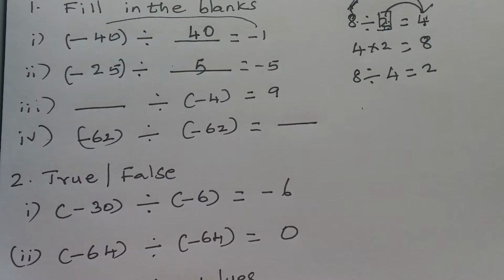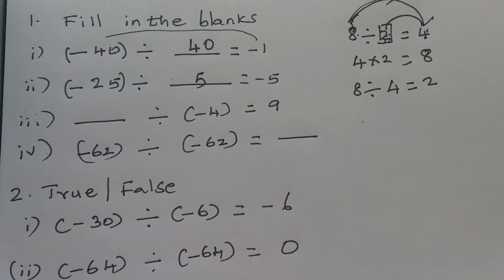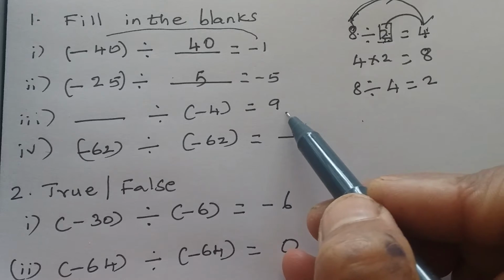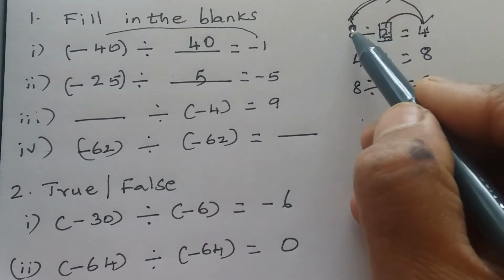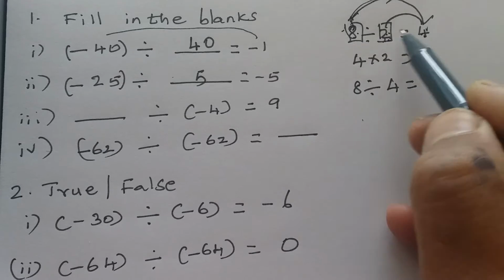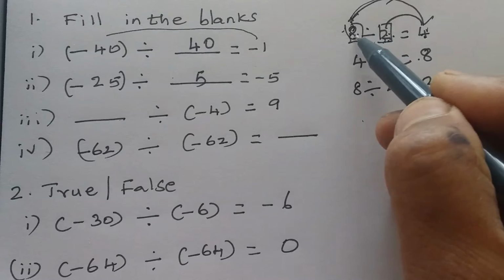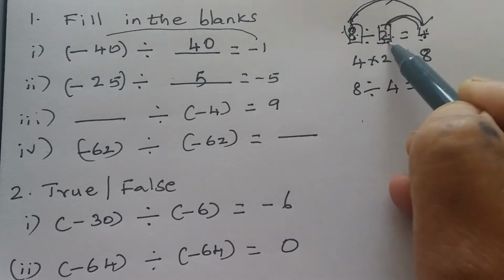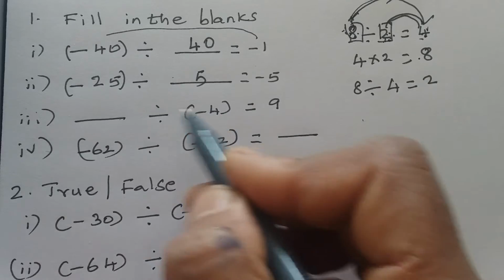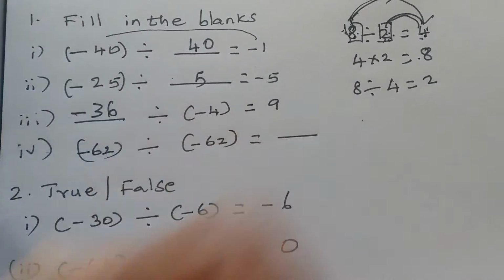Okay, and the next is dash divided by minus 4 is 9. So what number has to be divided by minus 4 to get 9 as the answer? We have to find this first number, the dash. To get 8 in our example, 4 2s are 8. We know the answer and the second number, so to find the first number we multiply: 9 into minus 4. Plus into minus is minus, and 9 4s are 36.